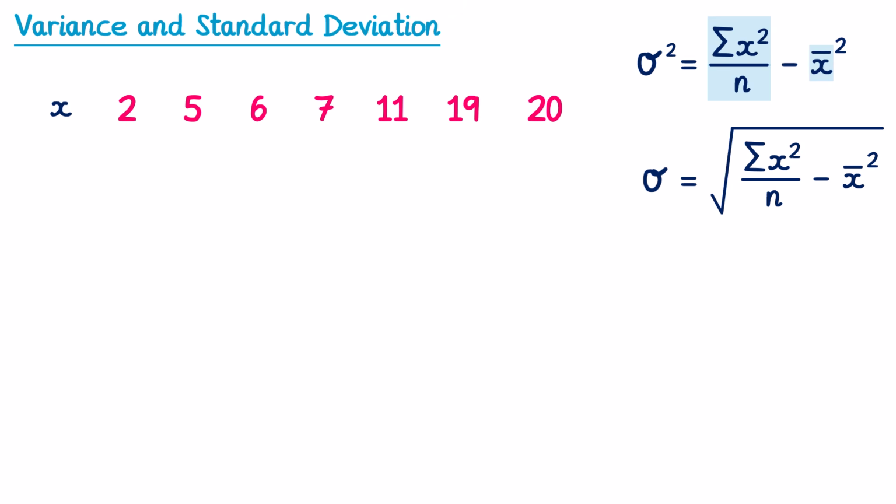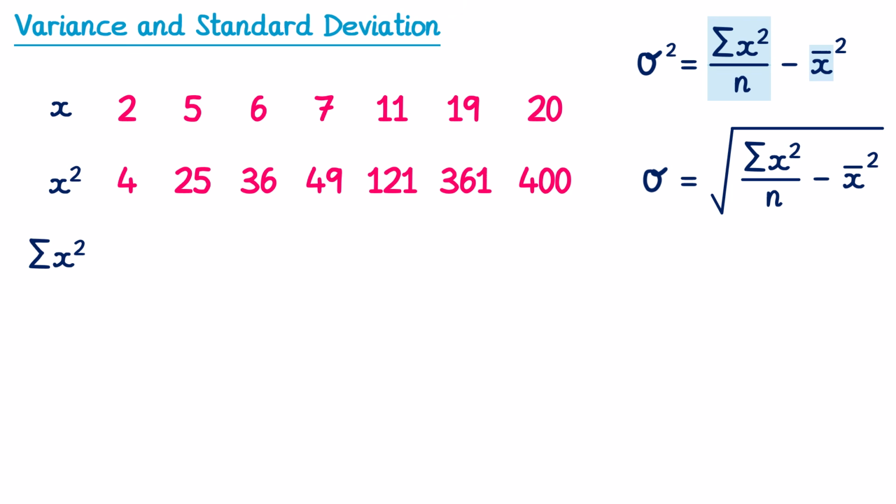To do this, we're going to need to square all of the x values and work out x squared. So if we square 2, we get 4, square 5, we get 25, and then if we carry on and square all of these values, we get these numbers here. Then the sum of x squared will just be the sum of all of these values. So if we add them all up, we end up with a total of 996.